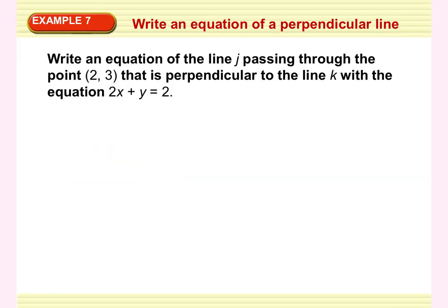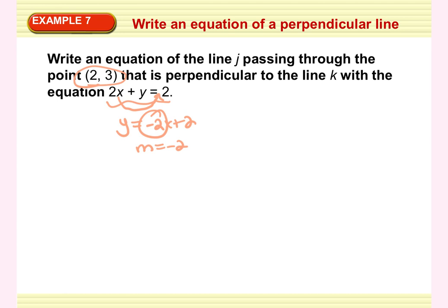All right, example 7. Write an equation of the line J passing through the point (2, 3) that is perpendicular to line K with the equation 2x + y = 2. So I have the point again. This time, this is not in slope-intercept form, so I can either move the 2x to the other side, so it'd be -2x + 2, then grab the slope.